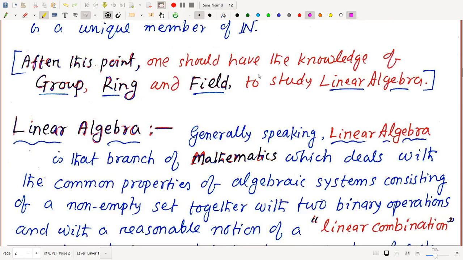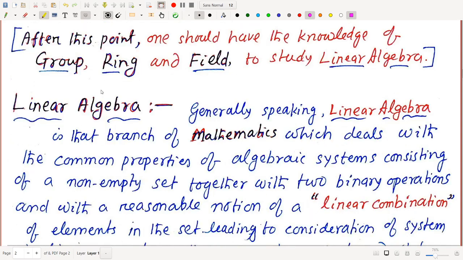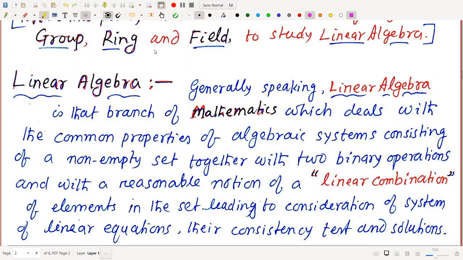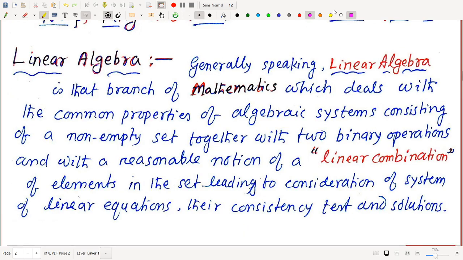After this point, one should have the knowledge of group, ring, and field to study linear algebra. So you know these things: group, ring, and field. Of course, there are 3 students from PhD that have taken linear algebra as coursework. They may not have the idea of group, ring, field. That's why they should study, and I have already provided the materials to them. So now our linear algebra.